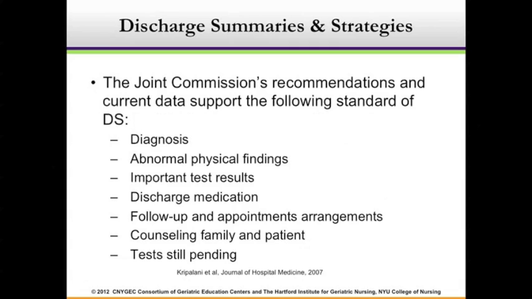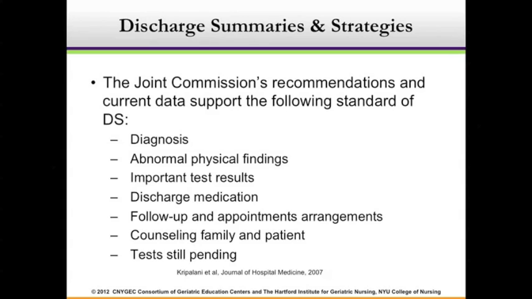Here are some of the things that really should be standardized, and the Joint Commission has come out with recommendations to support this. So this is what should be in a discharge summary according to the Joint Commission on the Accreditation of Healthcare Organizations. The diagnosis, right? What is it that brought this patient to the hospital? Physical findings that were important. You don't have to go through every body system and read your admission physical exam findings, but you have to call out what was important that was abnormal.